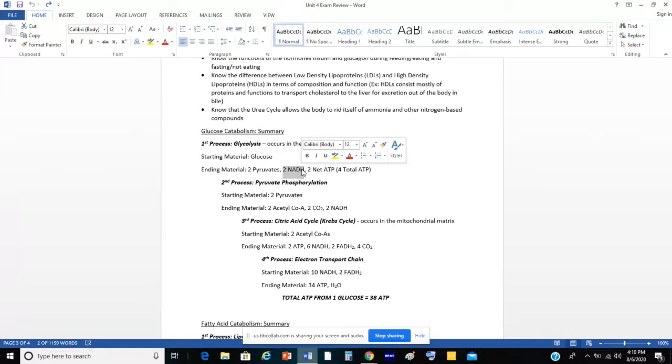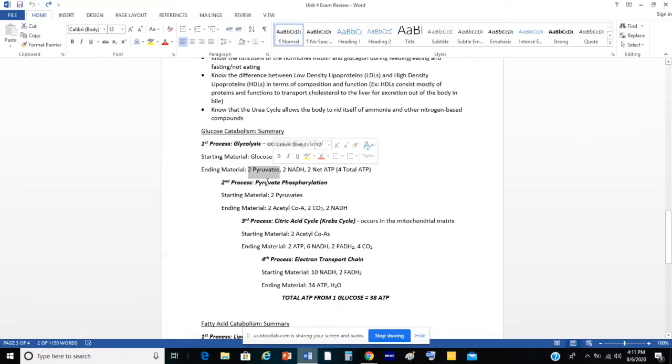So by the end of glycolysis, you would have reduced 2 NAD into 2 NADH. But keep it simple. In glycolysis, you start off with glucose, and you end up with 2 pyruvates, 2 NADHs, and a net of 2 ATPs. And then pyruvate is going to move into the next step.